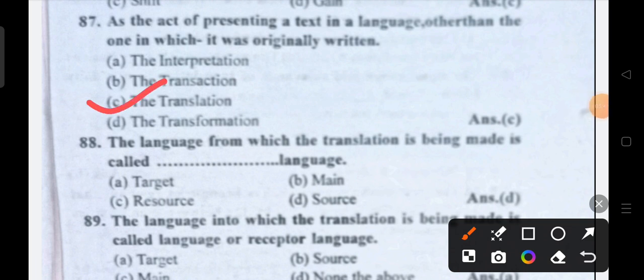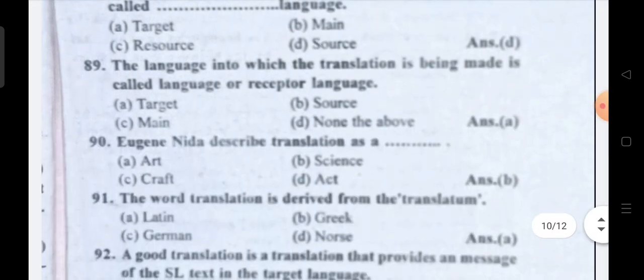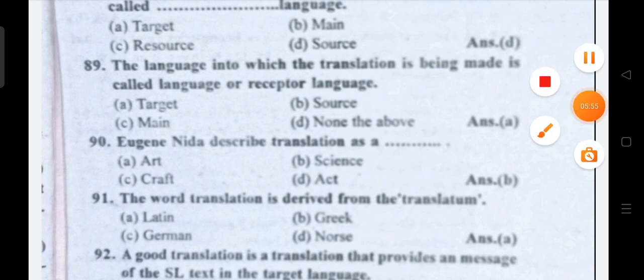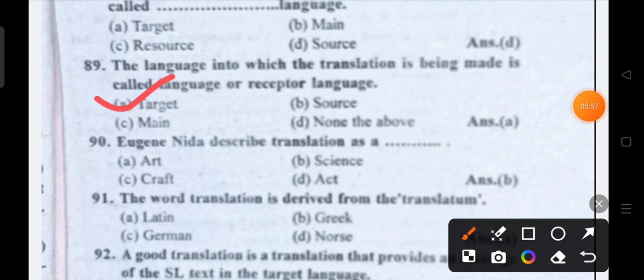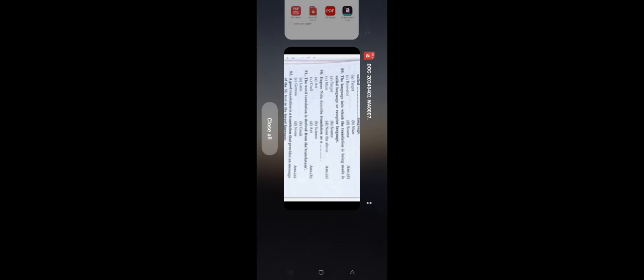The language from which the translation is being made is called, answer is D, source. The language into which the translation is being made is called target language or receptor language. The answer is A, target. Eugene Nida describes translation as a science. ये क्वेश्चन भी इम्पोर्टेंट है. The word translation is derived from the Latin word.